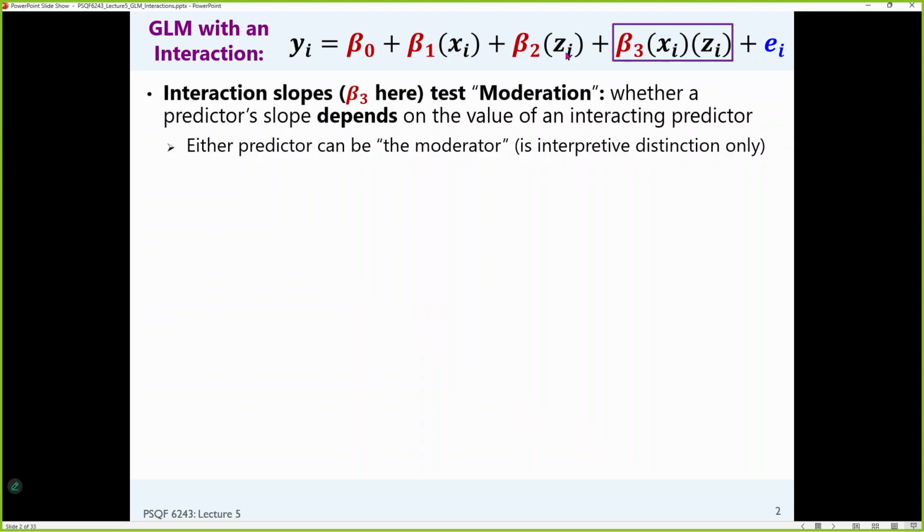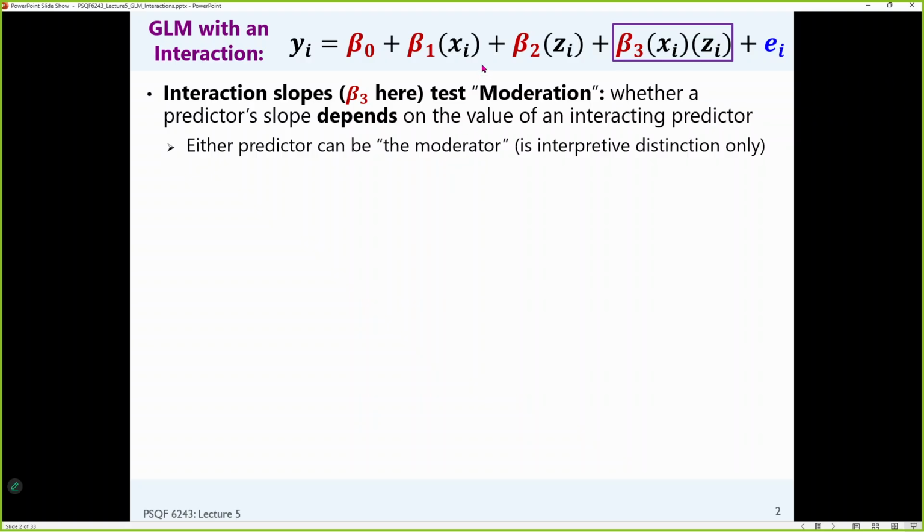So in these kinds of analyses, the goal would be to ask, does the effect of X depend on where you are on Z? Like, is there a stronger relationship between X and Y for some people than others? But at the same time, you could also say the question is, does the relationship between Z and Y depend on where you are on X? It's two different perspectives, two sides of the same coin, so to speak, and either is valid. So which is the moderator in this combination is entirely an interpretation distinction, not a mathematical one.